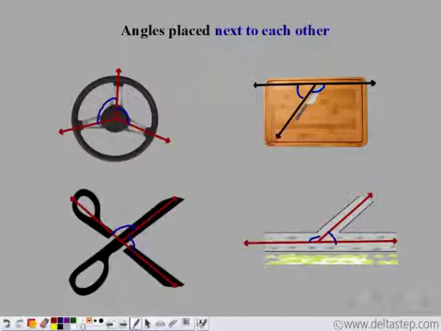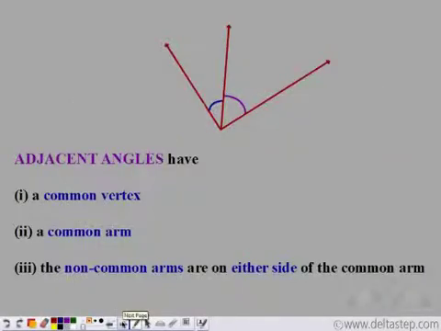Also, if you observe, these angles are placed next to each other. Such angles which are placed next to each other are called adjacent angles. If you look at these angles, let us call this angle 1 and this angle 2. Angle 1 and angle 2 are placed next to each other, so we can say that these are adjacent angles.